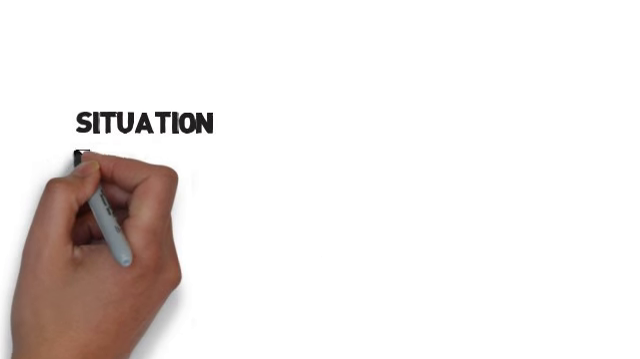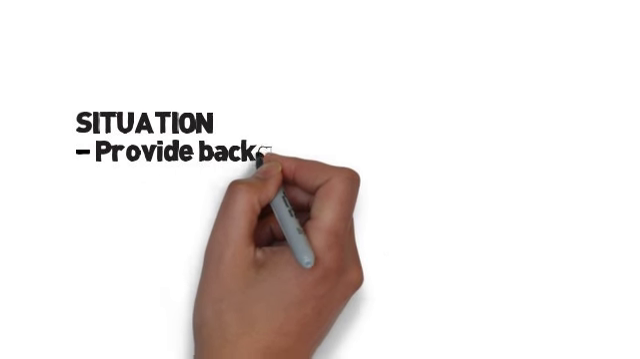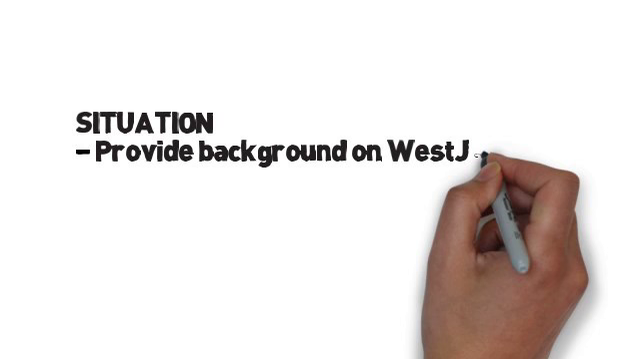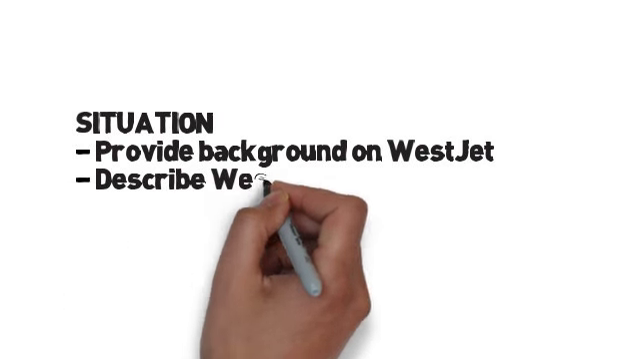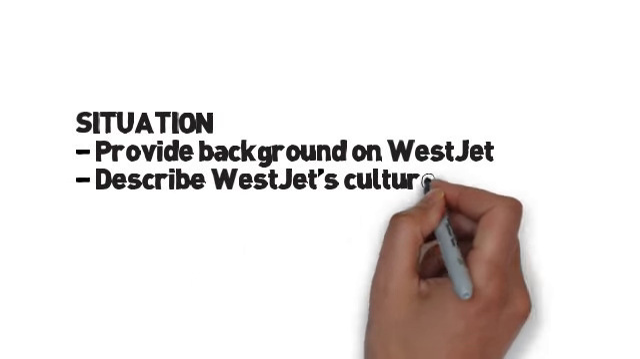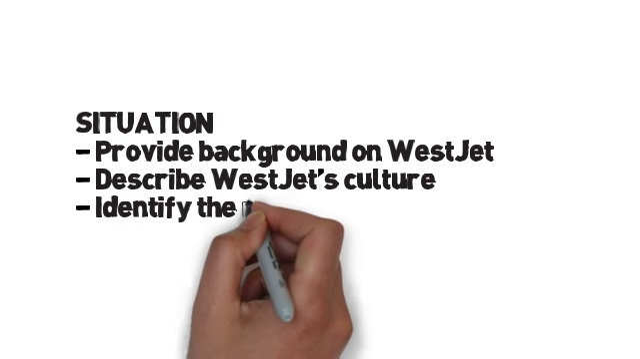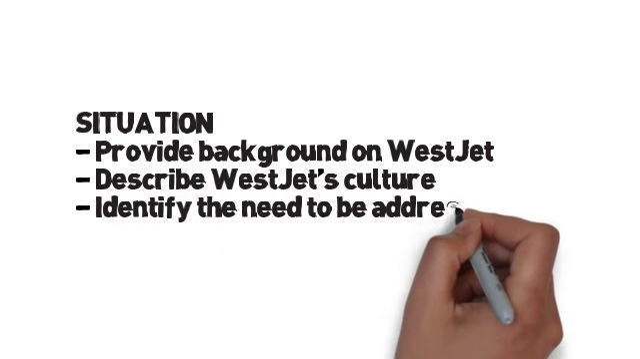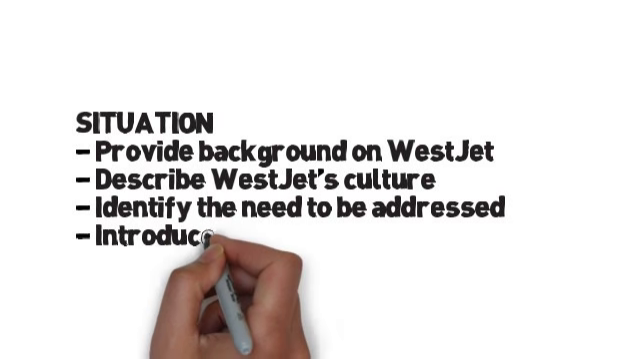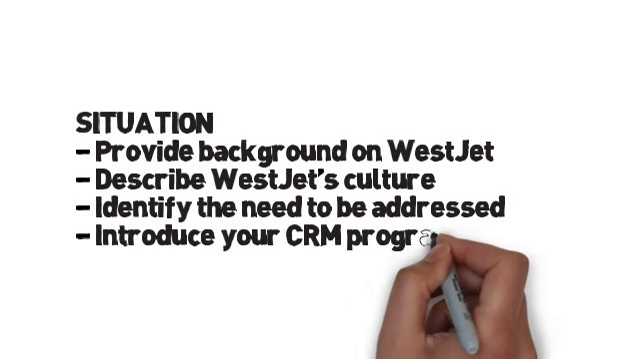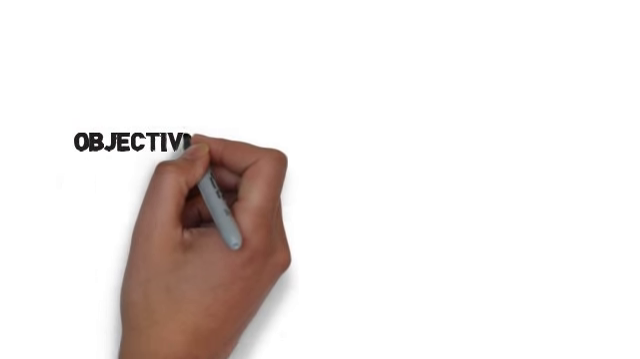I want to walk you through completing your plan here for CRM. First part, of course, is your situation, and here's where you should provide background on WestJet. You can refer to their annual report, you can look at their website, get into their culture and why what you're doing makes sense. You also want to identify the name of the program here. Introduce it by name, call it what it is, and make sure it's on brand.